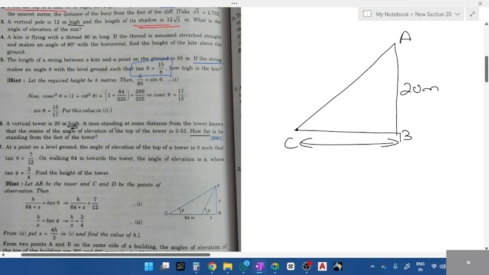Is it given or do we need to find? Can you see the last part of the sentence? What is given? How far is he standing from the foot of the tower? So, assume the man is standing here at point C. So, we need to find this CB. Okay, next.